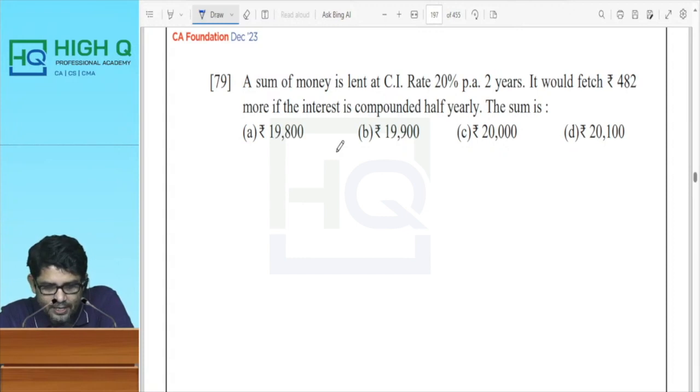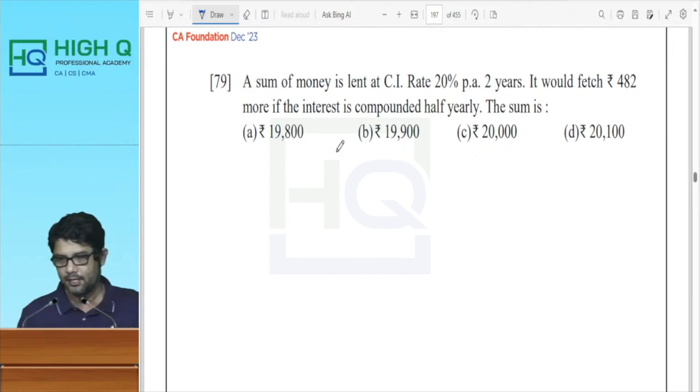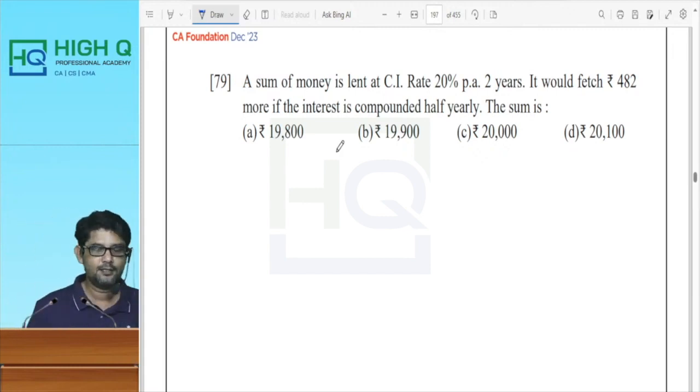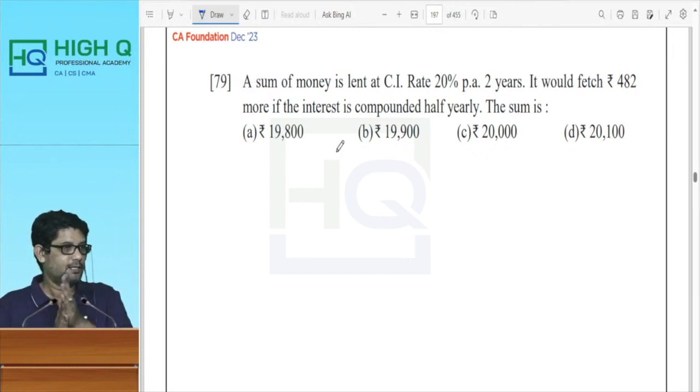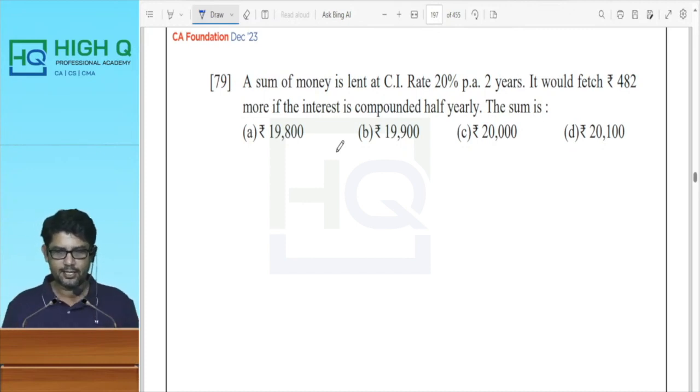A sum of money is lent at compound interest rate 20% per annum for 2 years. It would fetch 480 rupees more if the interest is compounded half yearly. The sum is 20,000. How did you do it? Trial and error method? Did you all apply the trial and error method? Are you all applying trial and error method, my dear? So now you started using some tricks then.